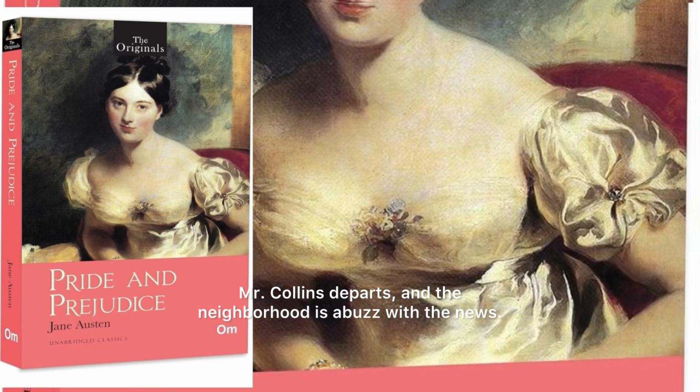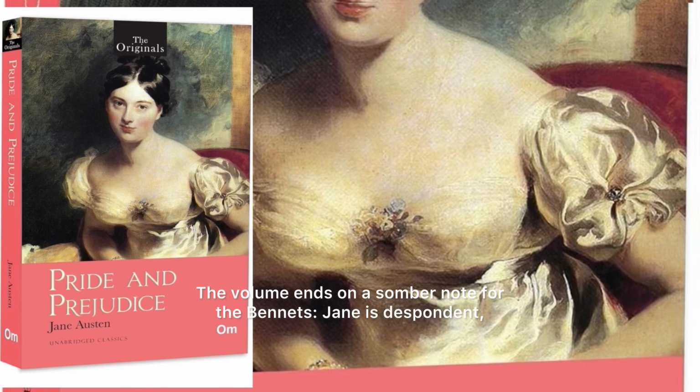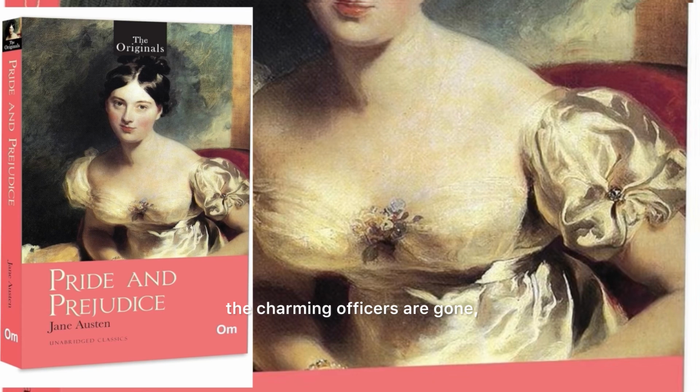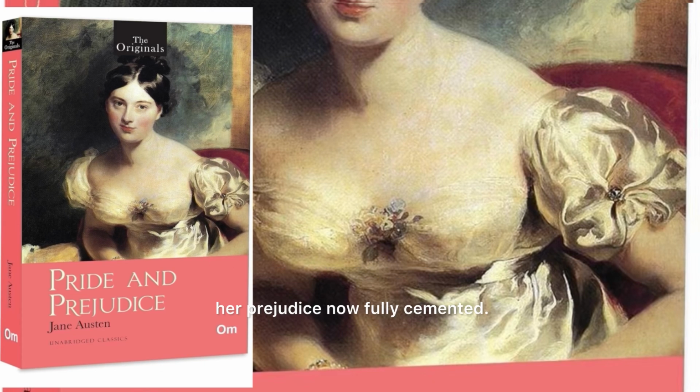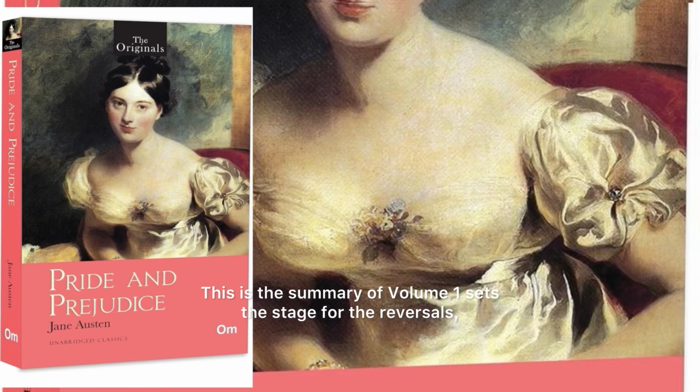Mr. Collins departs, and the neighborhood is abuzz with the news. The volume ends on a somber note for the Bennets. Jane is despondent. The charming officers are gone, and the future looks bleak. Elizabeth has lost faith in her friend and feels the sting of Darcy's perceived interference. Her prejudice now fully cemented. This summary of Volume 1 sets the stage for the reversals, revelations, and personal growth that will define the rest of the novel.